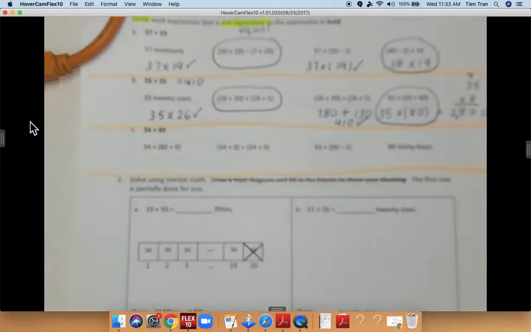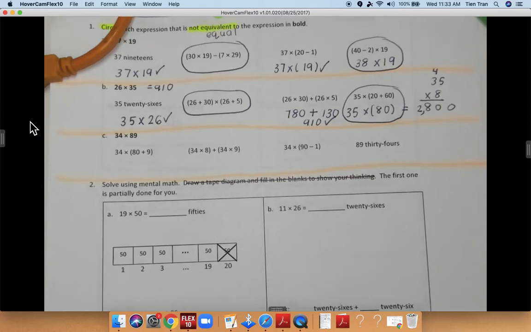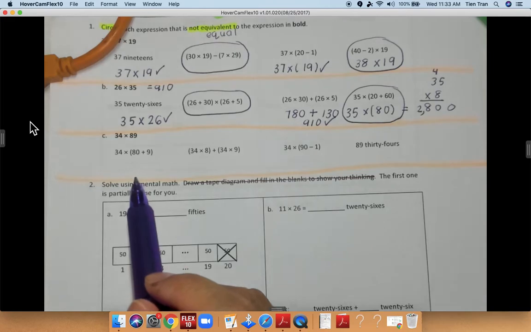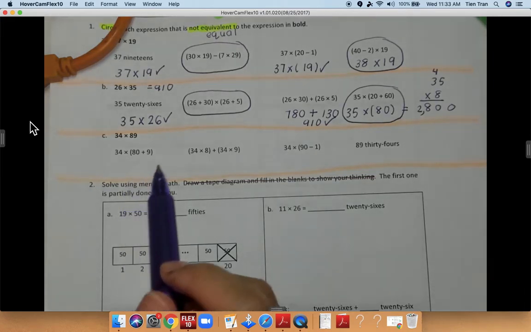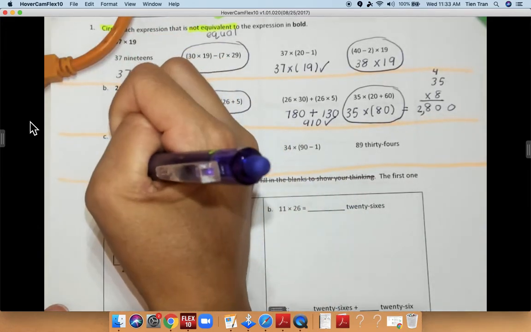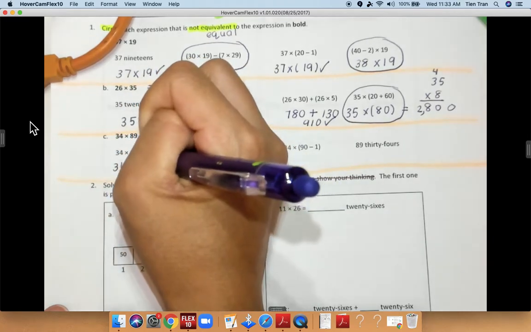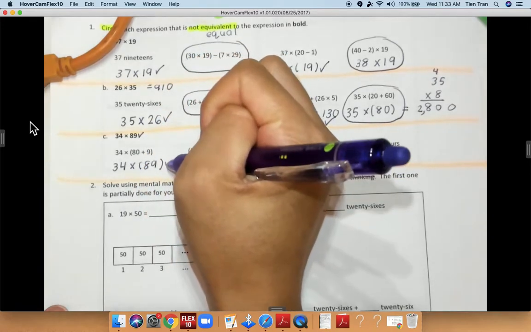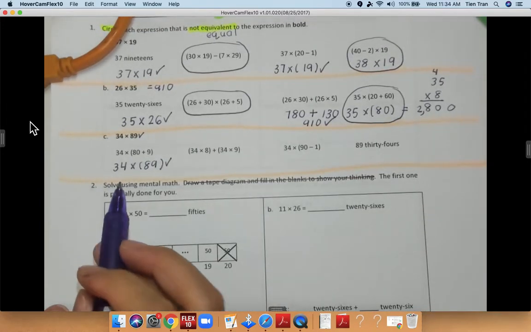I'm going to move this up. Now, for problem C, we have 34 times 89. So I am looking for the answer that is not equivalent. So right here, I know that I'm going to do parentheses. 80 plus 9 is equal to 89. And they are the same as the equation, so I'm not going to circle that one.